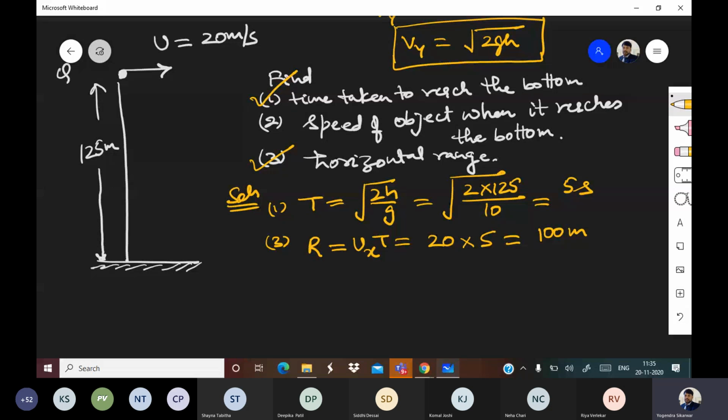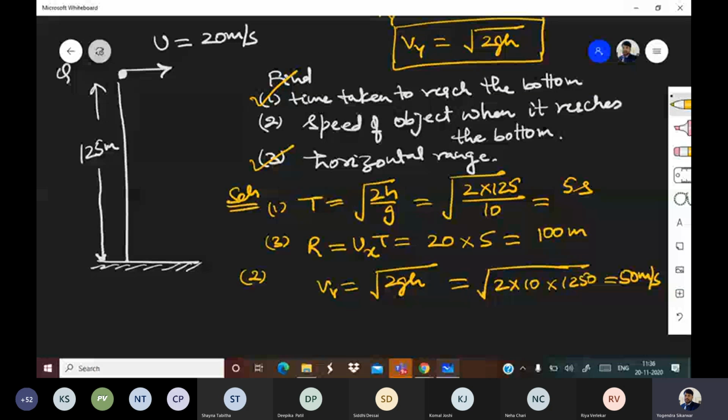Now comes the speed of the object when it reaches the bottom. So Vy is equal to under the root of 2gh. So that will be how much? 2 into g is 10 into h is 125, and that will be 50 meters per second. But my dear friends, that is not the overall speed of the object. That is speed only along the y-axis.